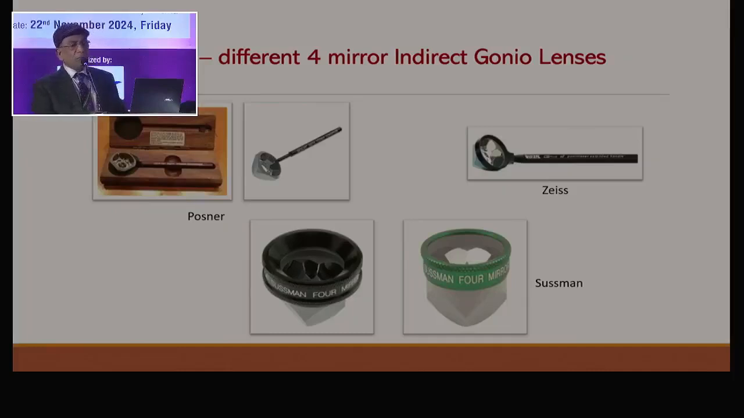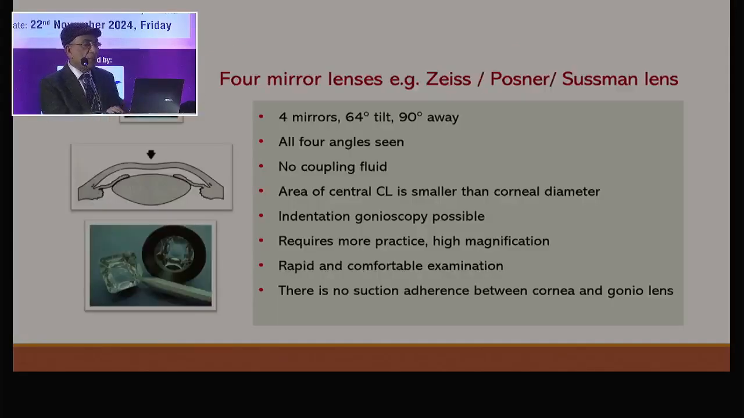But once you become oriented, your practice should be with the 4-mirror gonioscope. It is mostly Zeiss, Posner, or Sussman. I prefer the Posner one. Why? The most important part is indentation gonioscopy. Sometimes if you put the gonio lens, you will see the angle is not open. But if you indent, you can see it open. So it is very important to see with indentation, and for this you need these 4-mirror gonio lenses, maybe Posner, Zeiss, or Sussman.